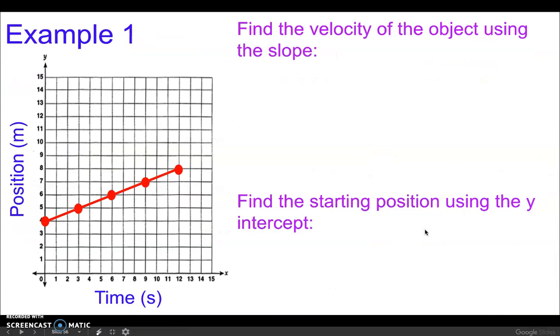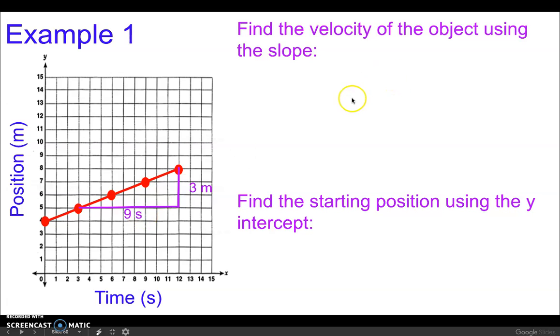Okay, find the velocity of the object using slope. So let's just go through an example of this. So remember, step 1 for the slope is we're just going to put the rise and run on the graph. The rise in this case looks like it's going up 1, 2, 3. The run looks like it's going over, well, 12 minus 3 is 9. Okay, and so then the rise, it's going up 3 meters, and the run, it's going over 9 seconds. So 3 meters, 9 seconds.